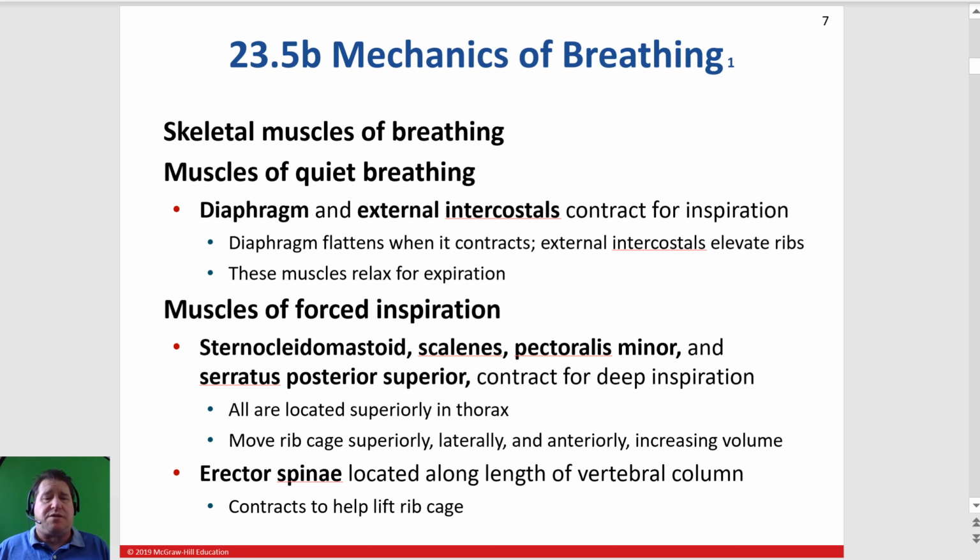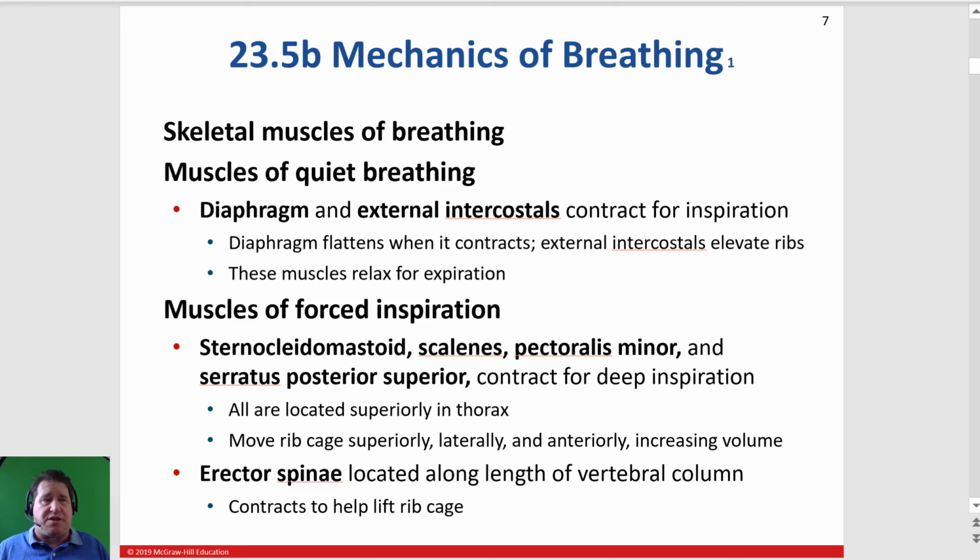So the diaphragm and external intercostals are for inspiration, forced inspiration. Okay, well, both inspiration and expiration. The diaphragm flattens when it contracts. External intercostals elevate the ribs. When the diaphragm flattens, that increases the space inside the thoracic cavity. The ribs are angled downward, so when they're lifted up by the intercostals, that increases the volume inside the thoracic cavity as well.